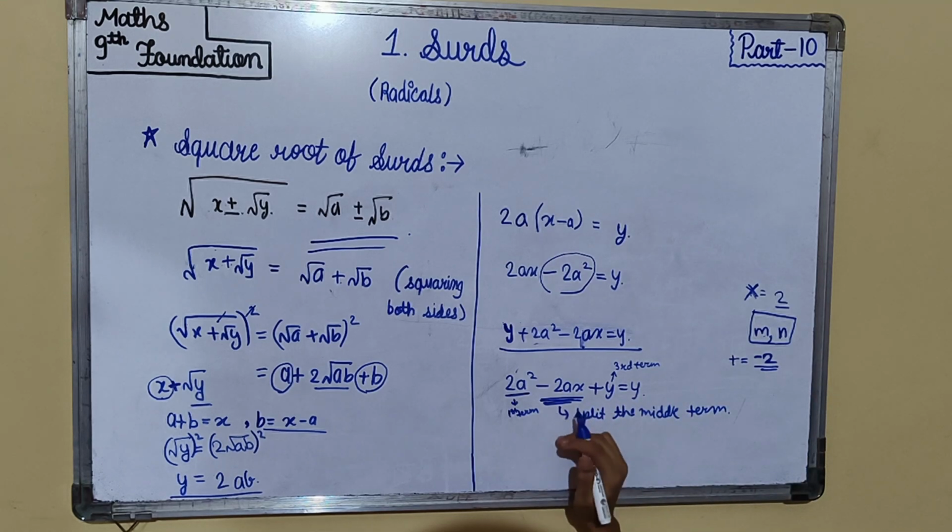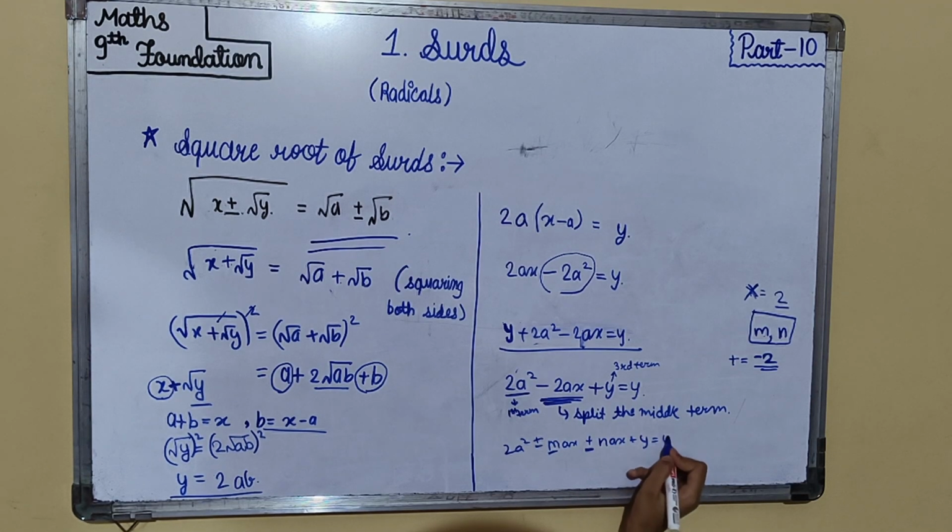Then we have to put the value over here with an example, like if we'll write over here 2a square minus max, m is the number, plus or minus anything like that, nax plus y is equal to 0. Like this we have to write, so that we'll get the value in the last. So this was the introduction part.